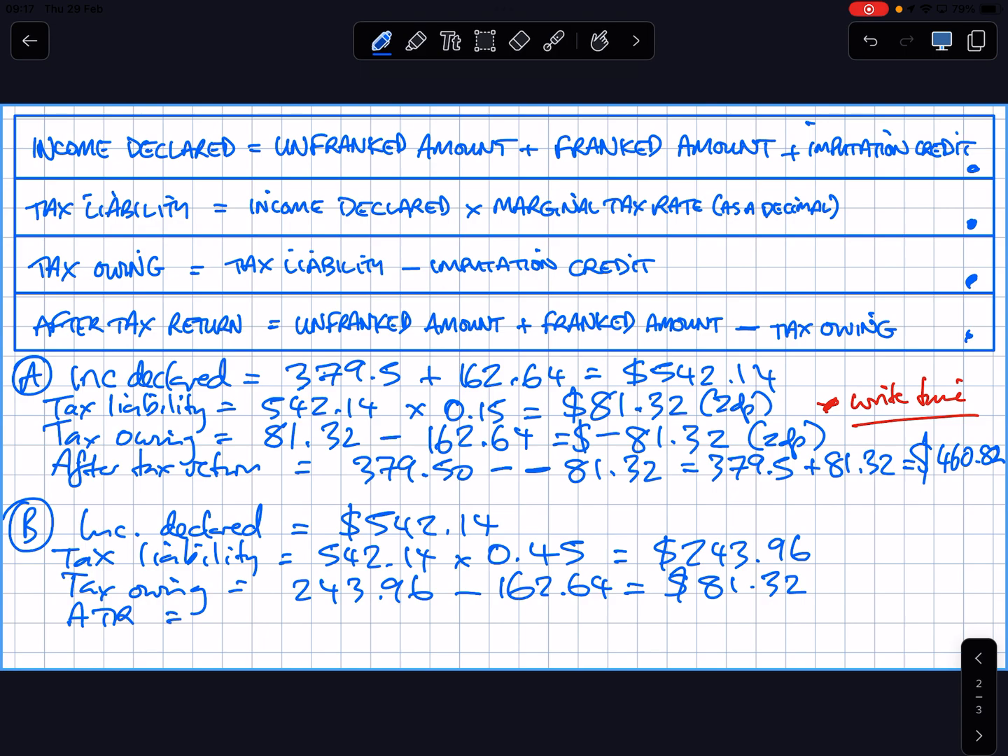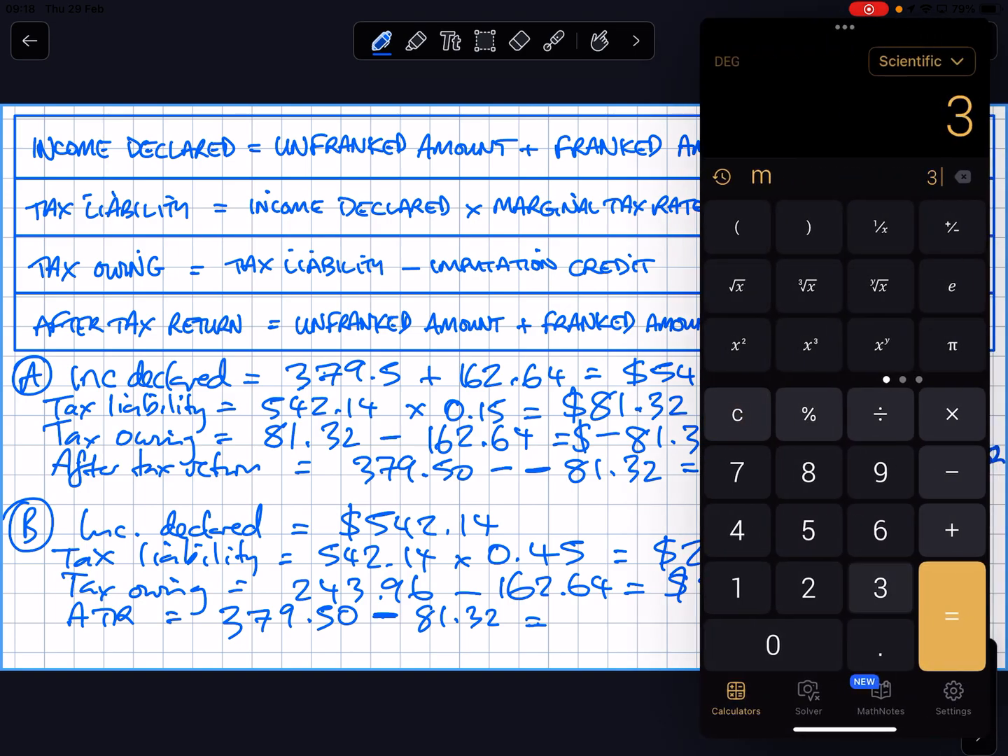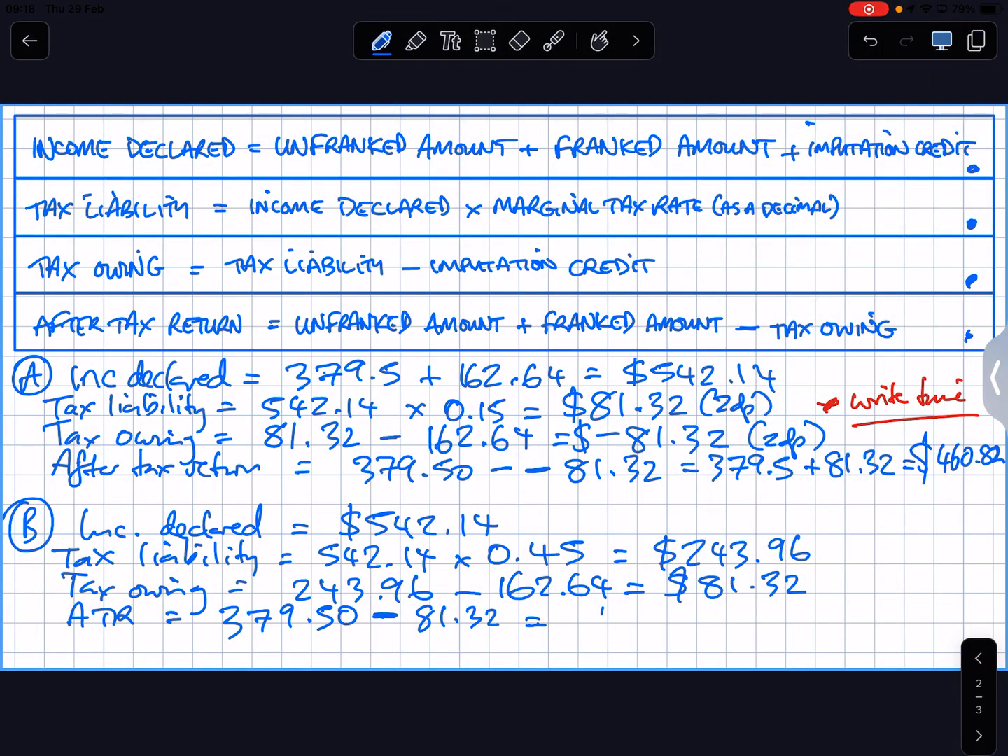ATR, after tax return, is going to be $379.50. But now it's just minus. It's not minus minus. So minus $81.32. 379.5 minus 81.32 is 298.18.